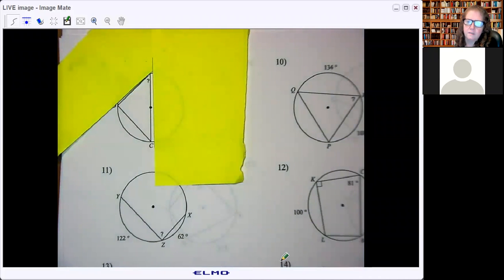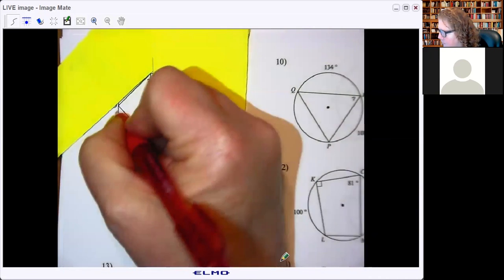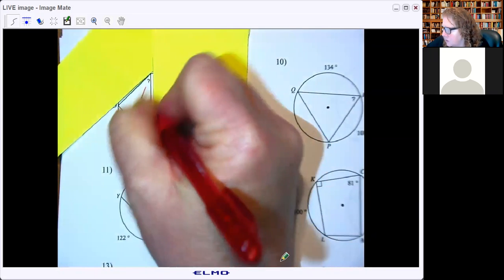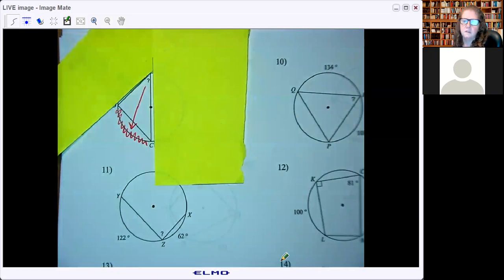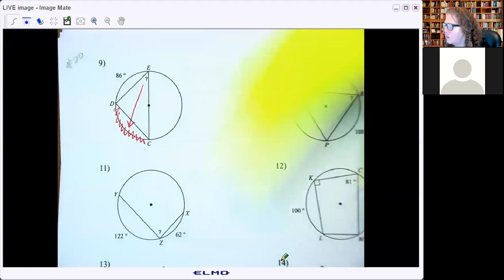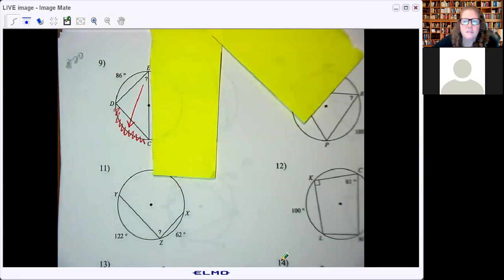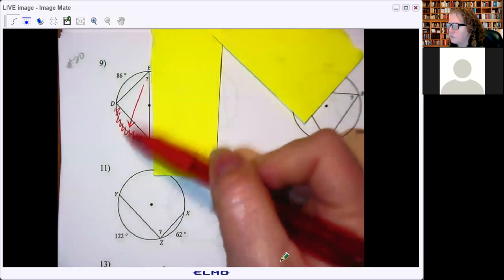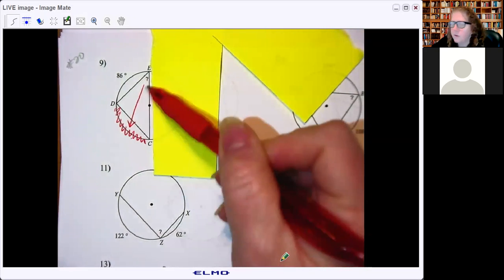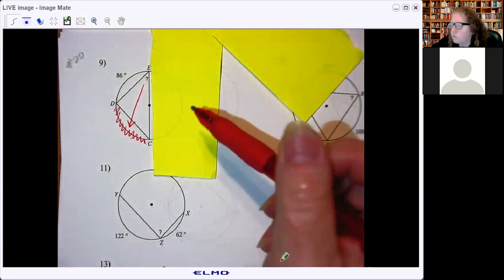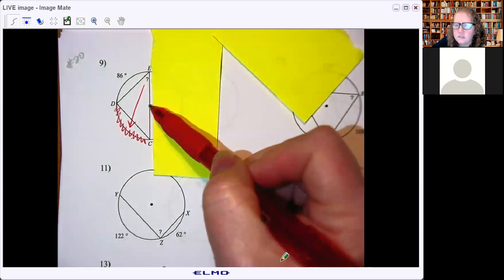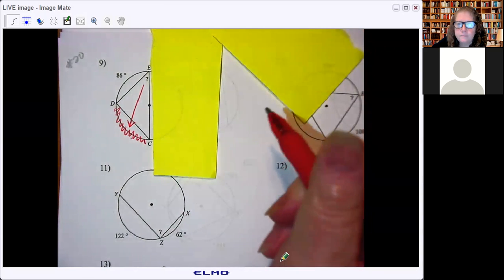So this is the arc you're looking for right here. That's its matching arc. So how do I find that arc given the information I have? Anybody? Because this is an inscribed angle with that matching arc. I need this arc before I can find that angle. So this line down the center tells me something important. What does it mean?